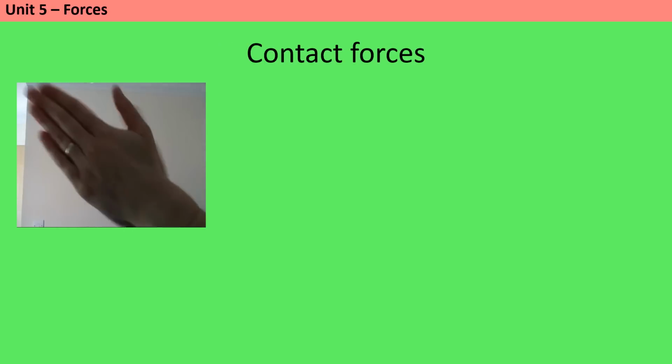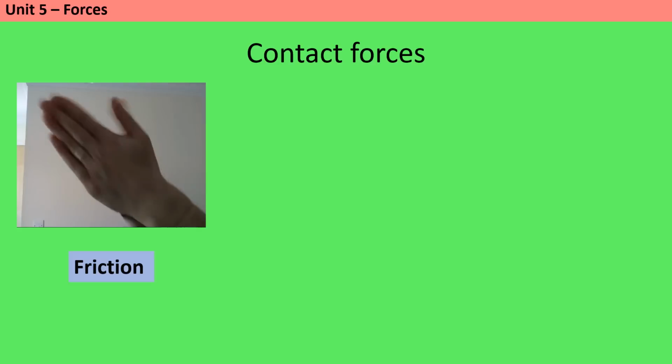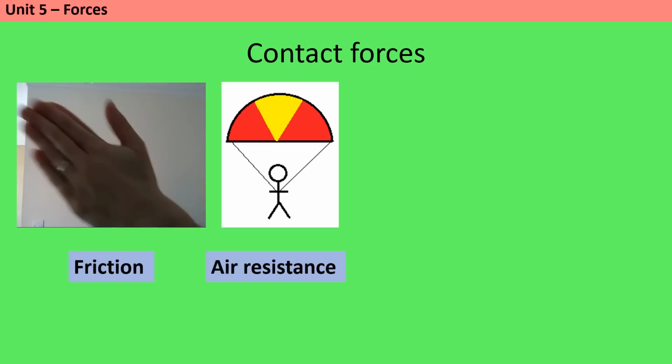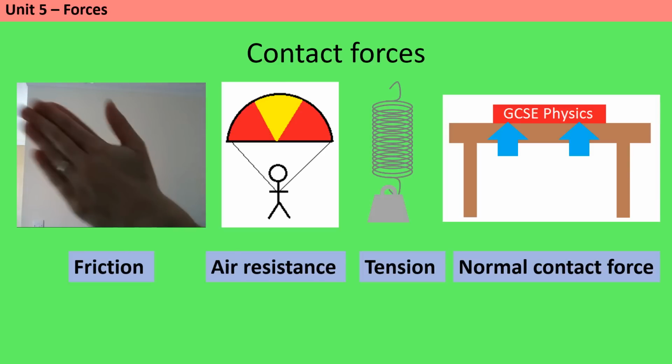The four contact forces you should be able to name are friction, which occurs when objects rub together, air resistance, tension, and normal contact force, which is the force that objects exert in order to stop objects from pushing through them. So here, the book is pushing down on the table due to its weight, and then the normal contact force from the table is pushing back.